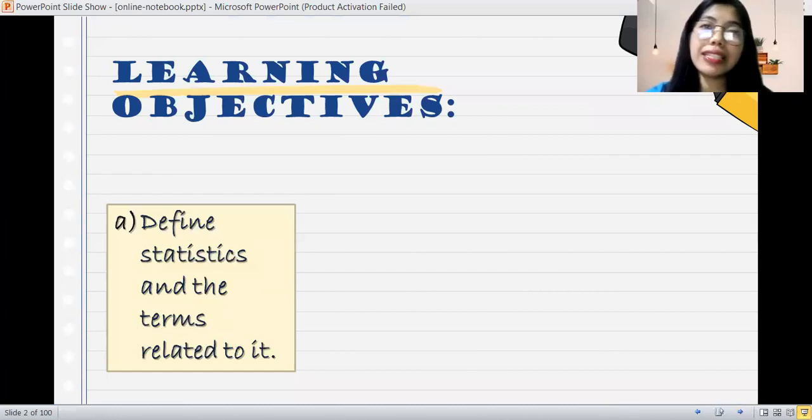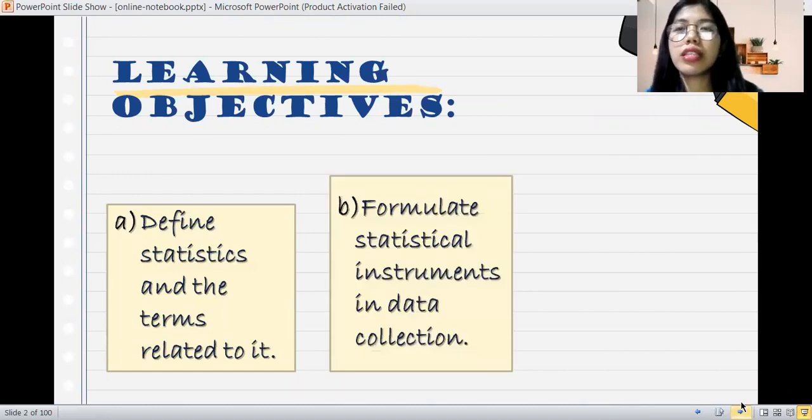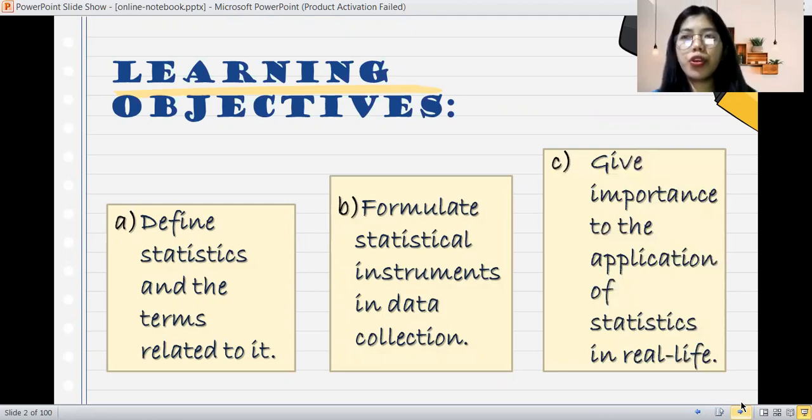First, define statistics and the terms related to it. Second, formulate statistical instruments in the data collection. And third, give importance to the application of statistics in real life. So these learning objectives are expected to be met at the end of this session.